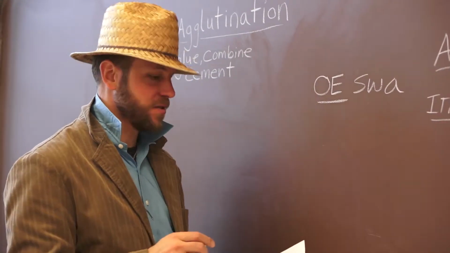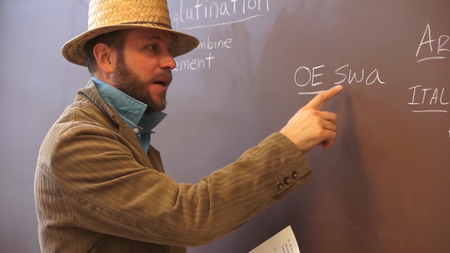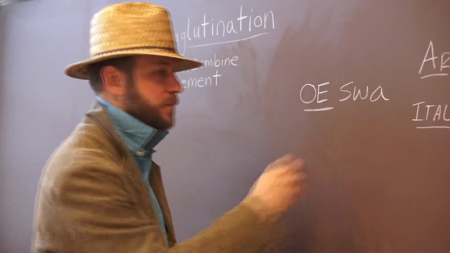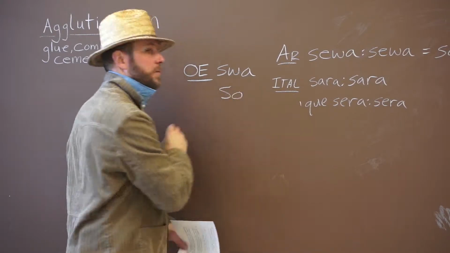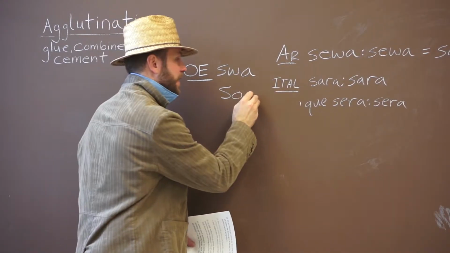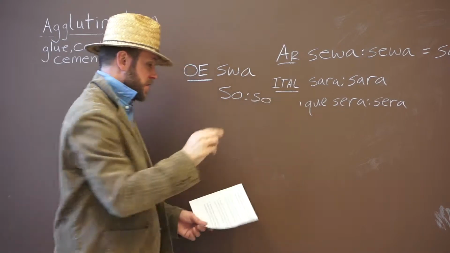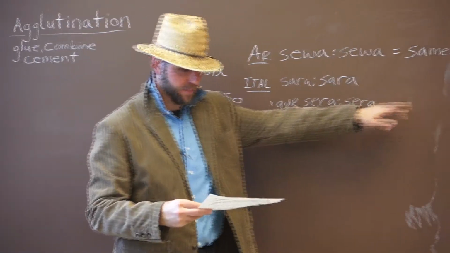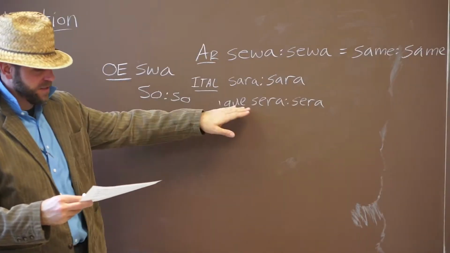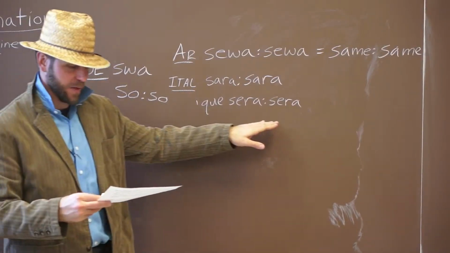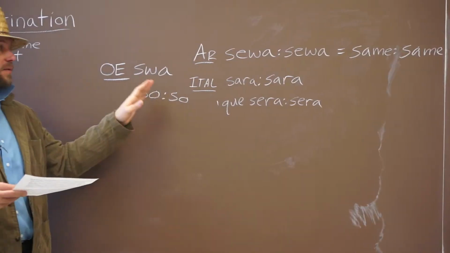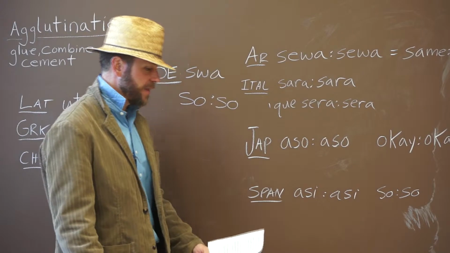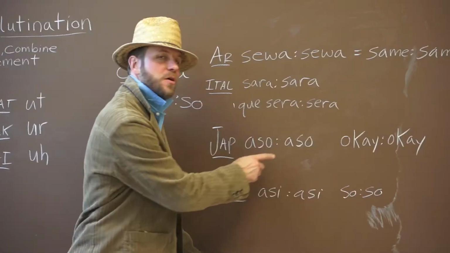Well, can we guess what this Old English etymon, sua, has become? How about so? And we say so, same, same, sua, sua, sarà, sarà, che sarà, sarà. None of this is too much different. Now let's look at the Japanese. They say aso, aso.